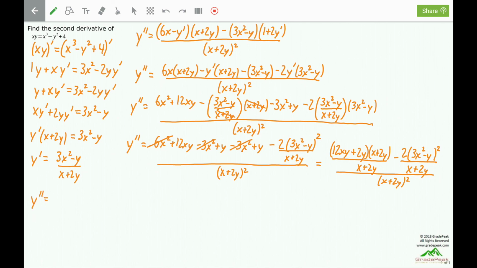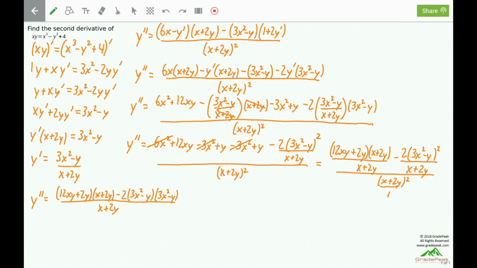So y double prime will equal to, and we have 12xy plus 2y times (x plus 2y) minus 2 times (3x squared minus y), and then that's going to be quantity squared, so I can times it by another (3x squared minus y). All of this over x plus 2y, after adding them together over the common denominator.